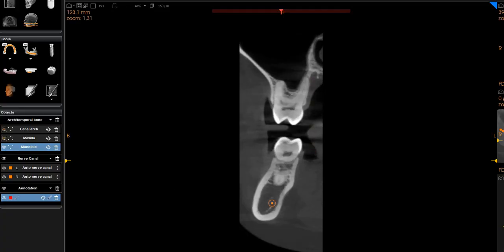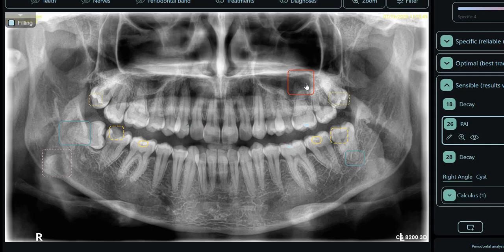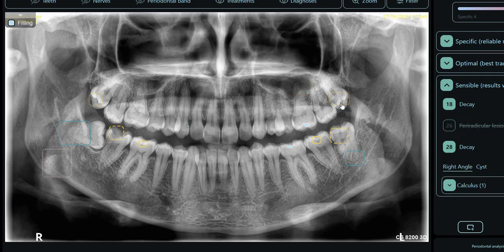So the upper left 6 does not have a radiolucency. We're going to cancel that and remove it from the nerve.